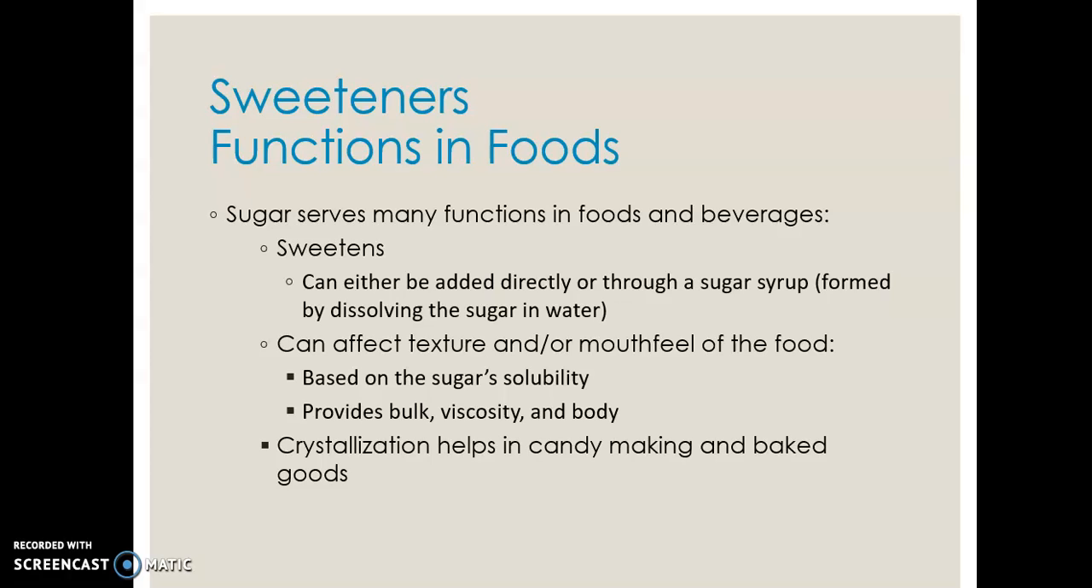Crystallization can also be a good thing in candy making and baked goods. Depending on what type of candy you want, and you're going to cover this in so much detail in advanced food science, some candies you want to promote crystallization, and some you want to avoid it. When you want to promote it, you'll use a granulated sugar, and when you want to avoid it, you'll use an invert sugar. If you want a creamy texture, you're going to want an invert sugar. If you want a hard candy texture, you're going to want a granulated sugar, because then you want it to crystallize.